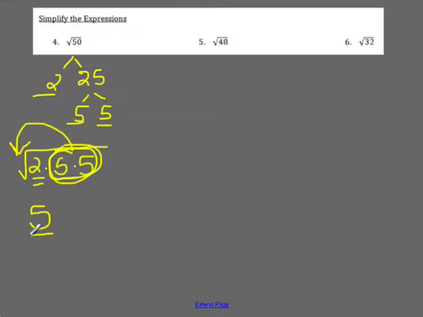It's just going to be written as 5. Then left underneath the radical, I have 2. So then I have 5 square root of 2 for our answer for number 4.